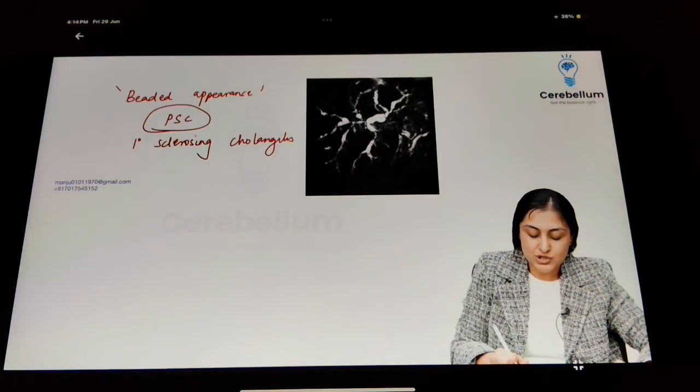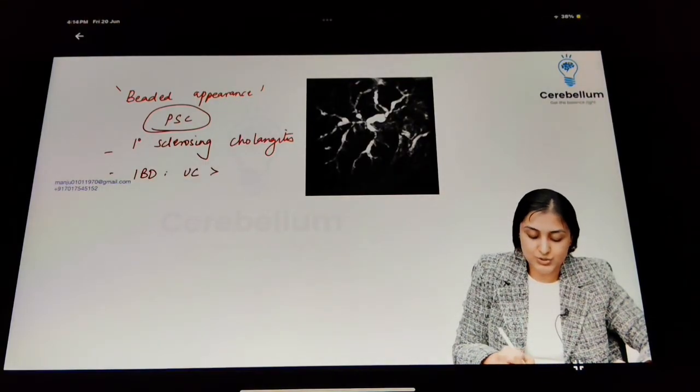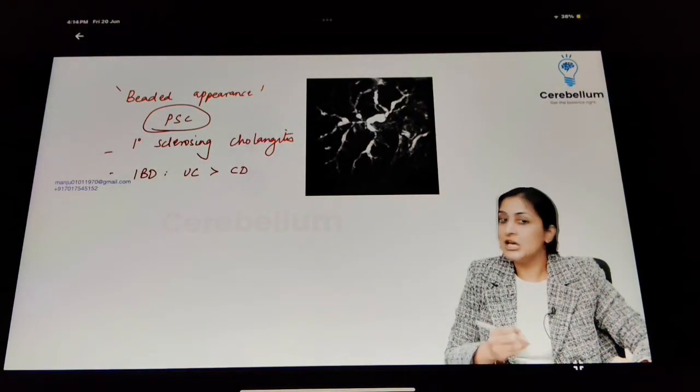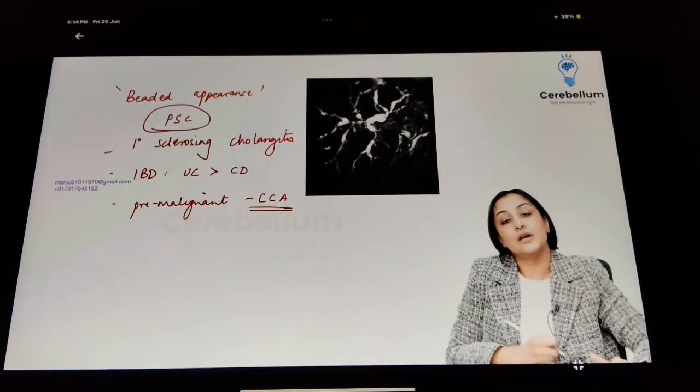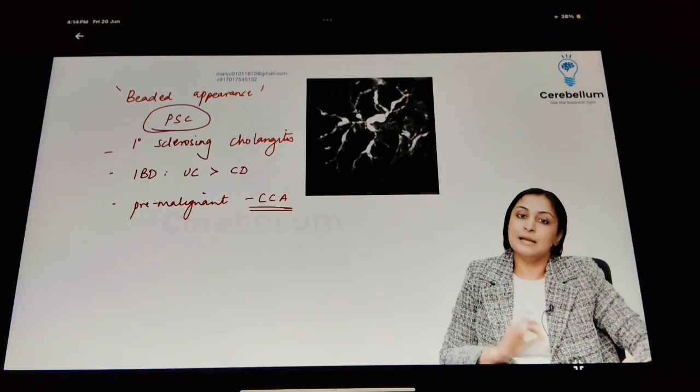This is a pathology that is associated with IBD, inflammatory bowel disease. Within it, it's UC more than CD, ulcerative colitis more than Crohn's disease. And what you have to remember is this is a pre-malignant condition. This has a very high risk of developing cholangiocarcinoma, right? So beaded appearance, PSC, primary sclerosing cholangitis.